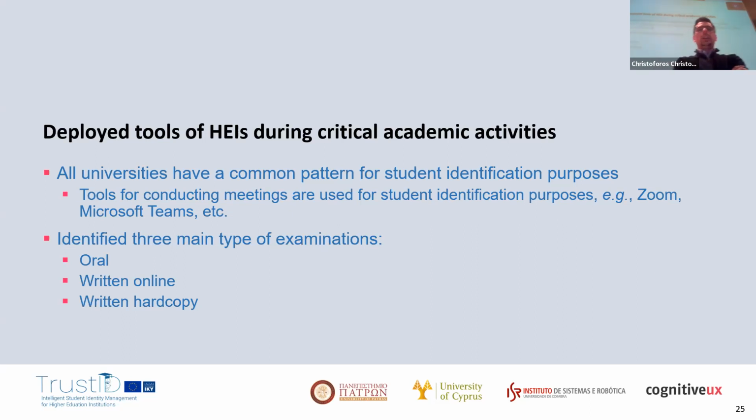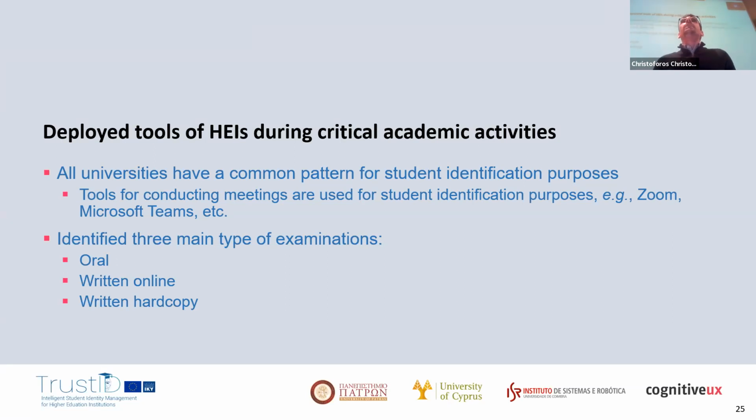Now, with regards to the student identification process, another thing we found was that the universities had been using tools for conducting meetings as well as for identifying students. The most widely used communication tools were Microsoft Teams and Zoom. I don't know if any of you took an online examination during COVID, but the process was you had to present your face in a Zoom meeting or in a Teams meeting, and then hold your identity card next to you. That was the process of identifying students.